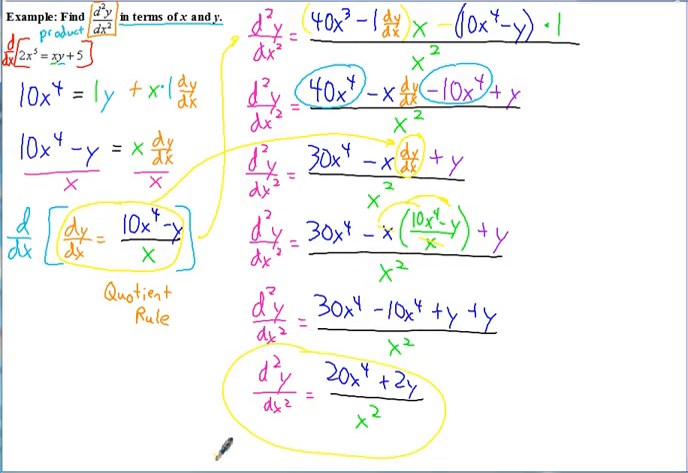So there's our second derivative in terms of x and y. There's nothing that simplifies because you could factor out a 2 here, but there's nothing to reduce it with on the denominator anyway.